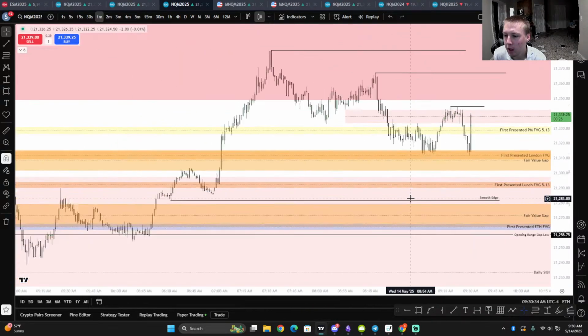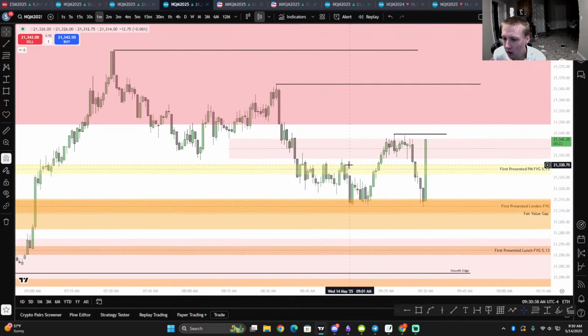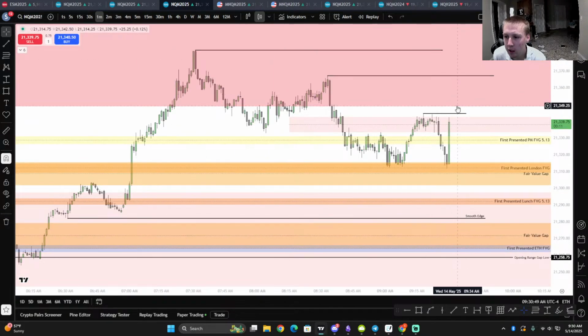We have all these fair value gaps that I marked out, which will be important. Notice how we took this low. Now we're trading back up into these relative equal highs. We also have this inefficiency right here. This is all balanced here. So if we really want to gain speed, we'll trade above here. But this little minor buy side liquidity pool is going to be important here.